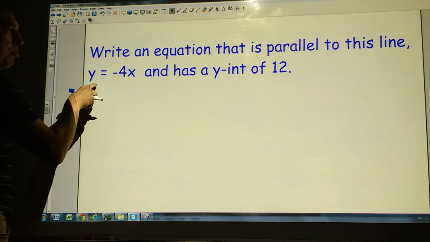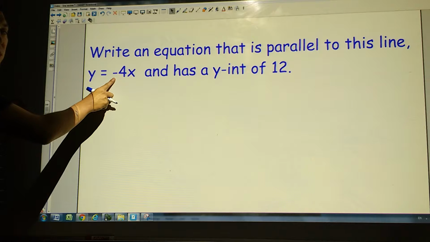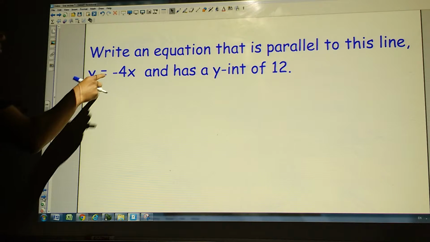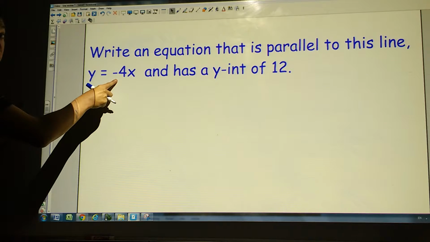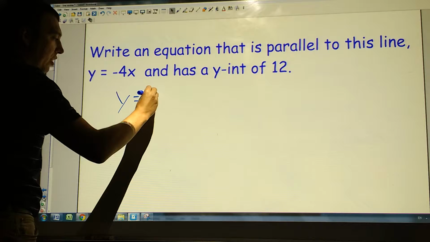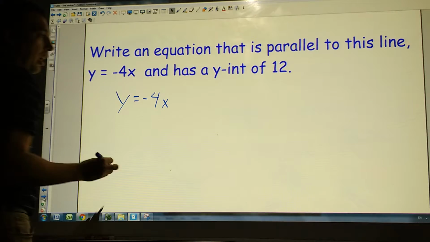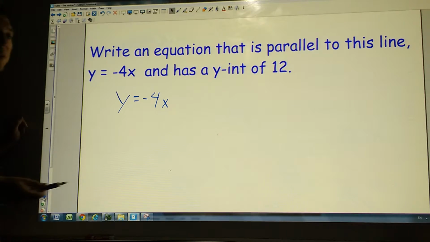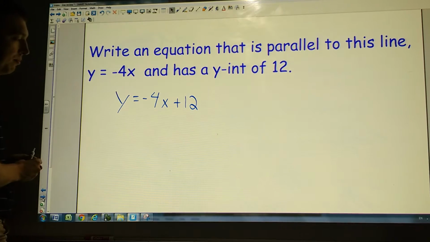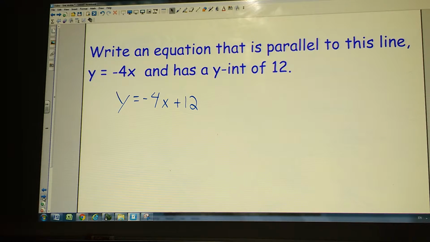The slope of this line is negative 4. It asked me to write an equation that's parallel to it. So my new line is also going to have a slope of negative 4. So y equals negative 4x. And the y-intercept, well, they just told me they wanted it 12. So it's negative 4x plus 12. All right, let's do another one.